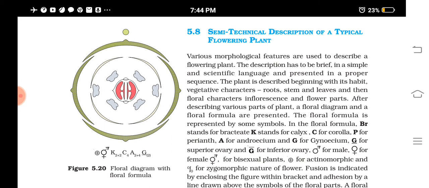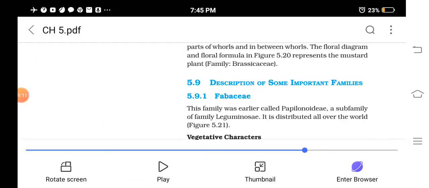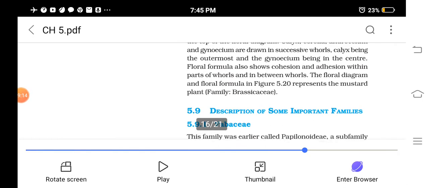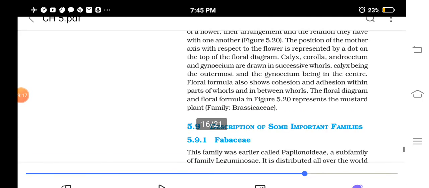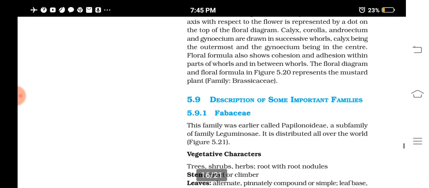Understood? So hope you understood this topic. Now we are going to study the description of some important families. This family, Fabaceae, has been removed from your portion. Now you have to learn 2 more families. Do you remember what families are? We have studied classification: species, genus, family. Likewise, plant families share certain common features. Fabaceae is removed for this year, so we are going to study the next 2 families, Solanaceae and Liliaceae.